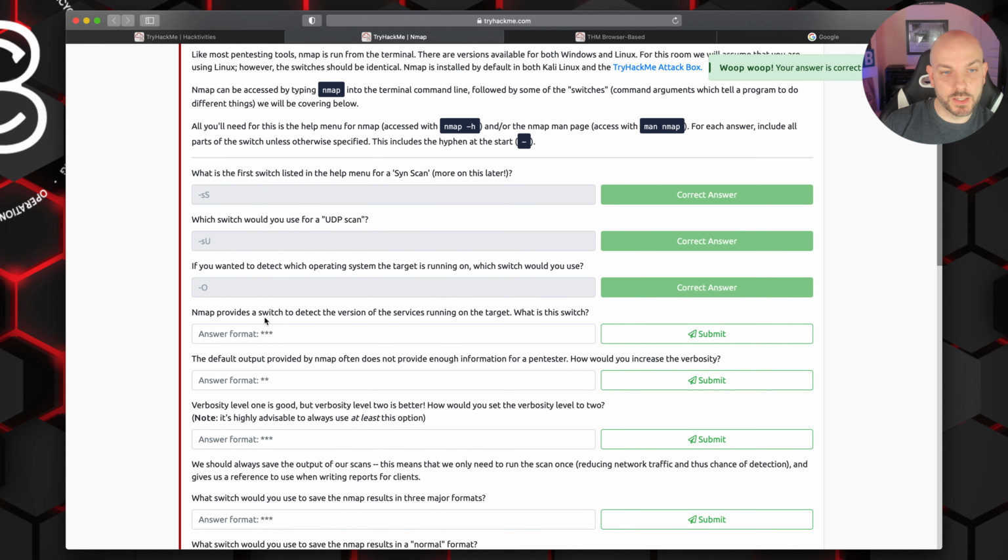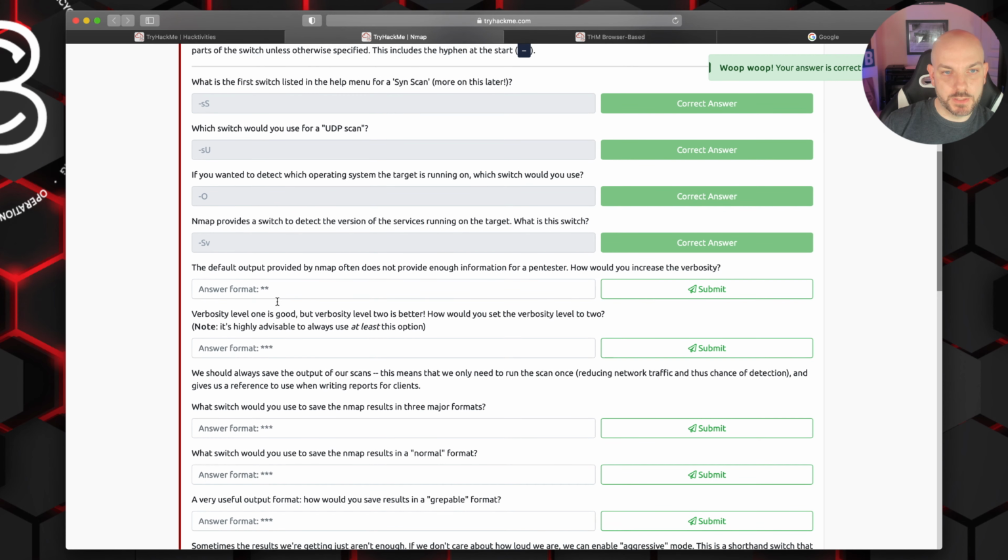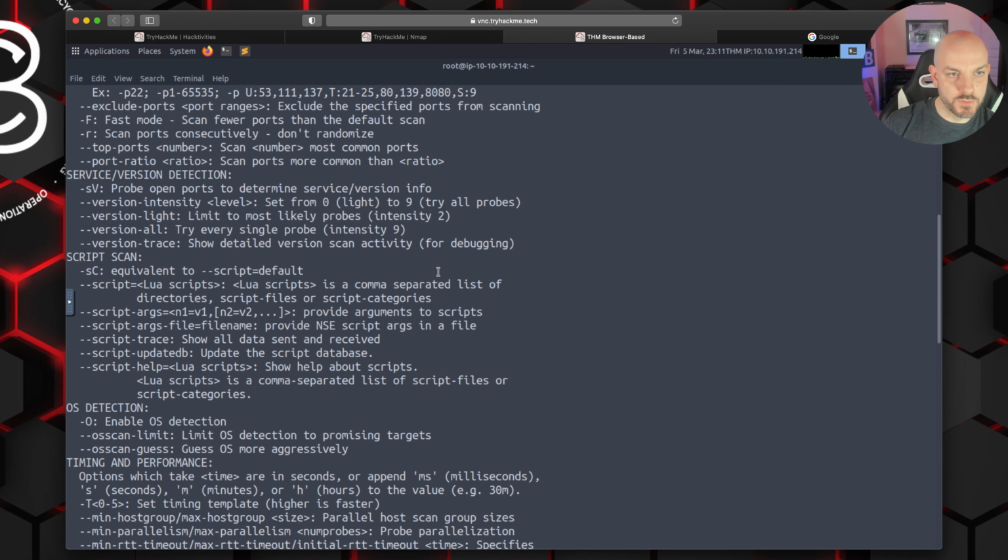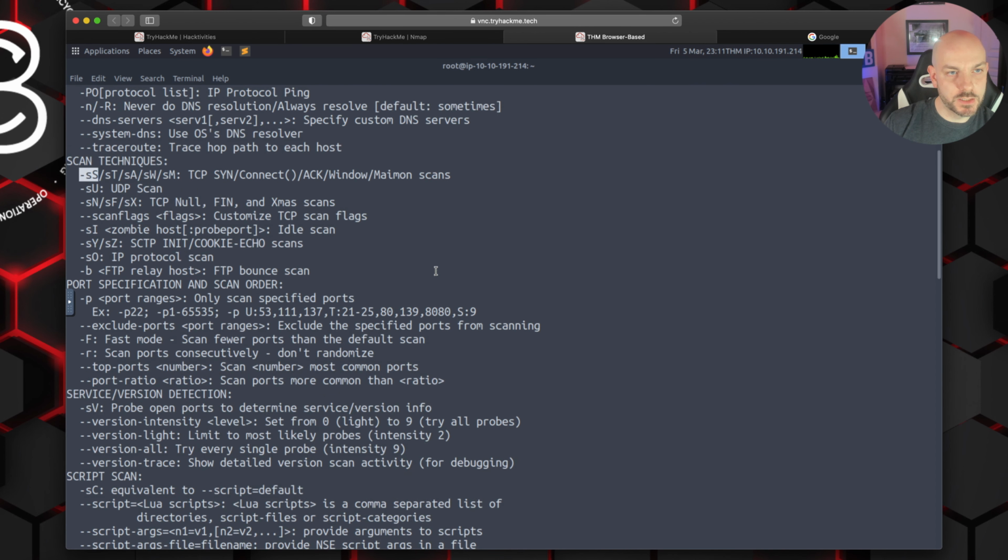NMAP provides a switch to detect the version of services running on a target. Well, isn't that what I just said? I think that was capital S, lowercase v. Yep. The default output provided by NMAP does not provide enough information for a pen tester. How would you increase the verbosity? Well, I believe that is -v. And I think if you want to go even more verbose, it's a double v.